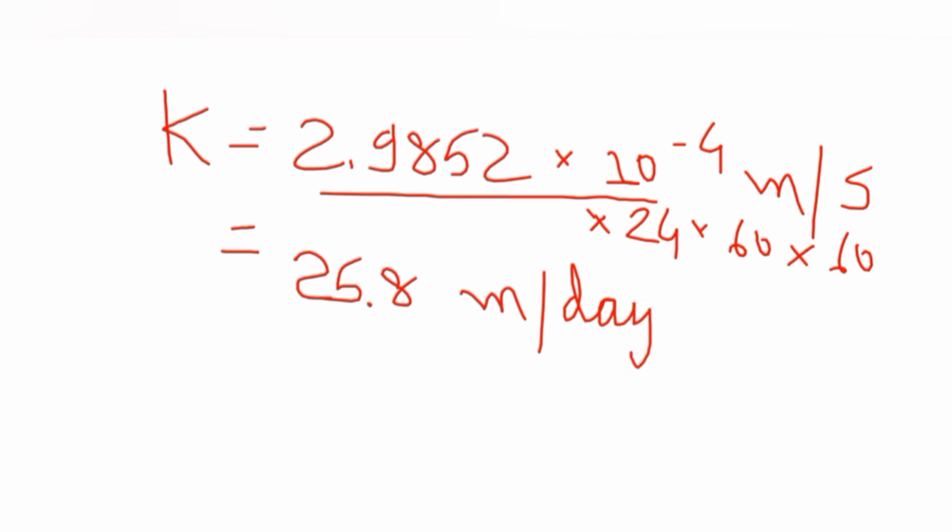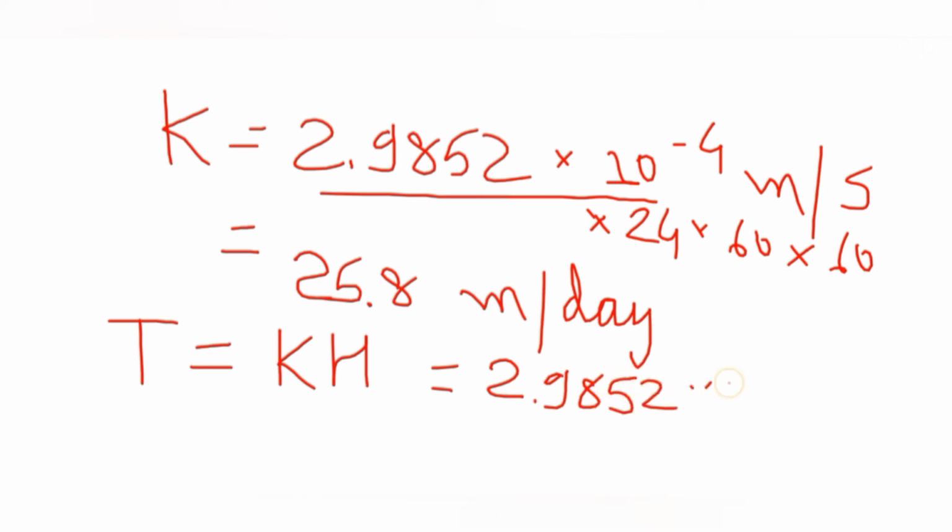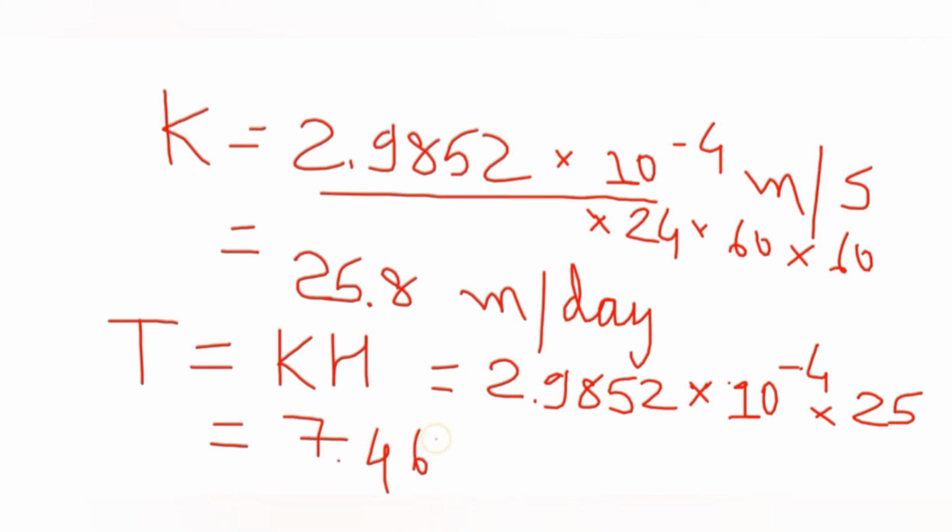We have to find the transmissibility of the aquifer, and transmissibility is equal to K into H. So K is 2.9852 into 10 raised to minus 4 into H. H is 25. So we get 7.463 into 10 raised to minus 3 meter square per second.